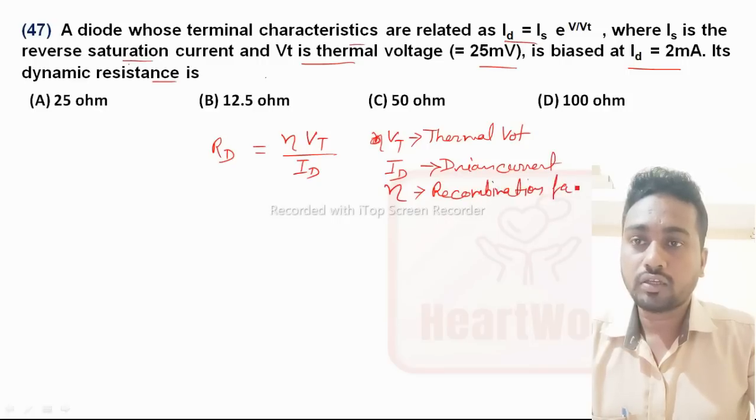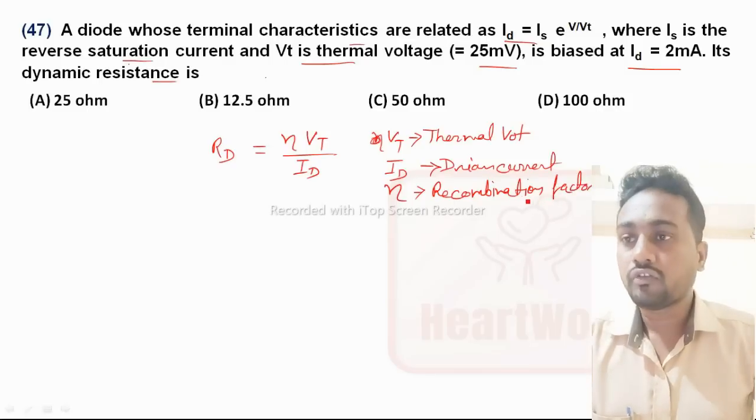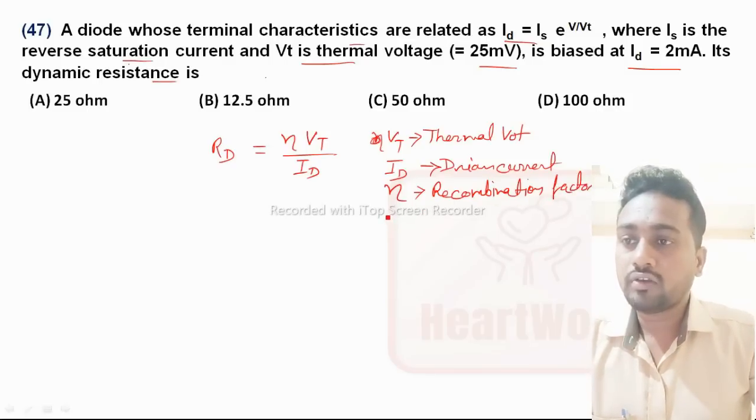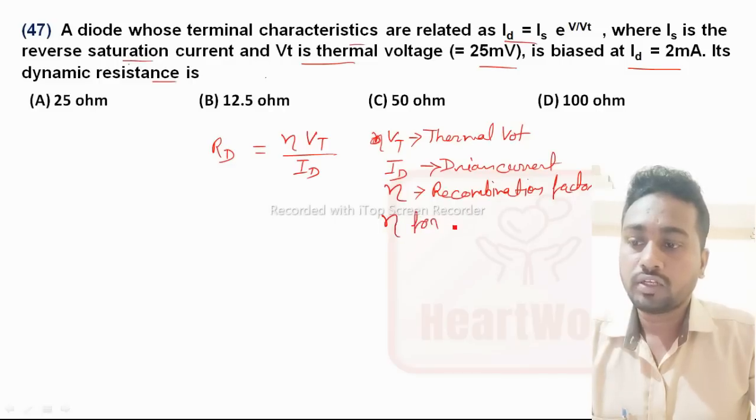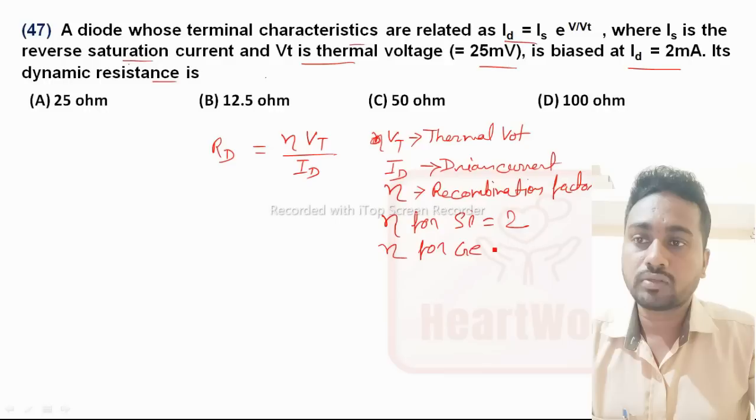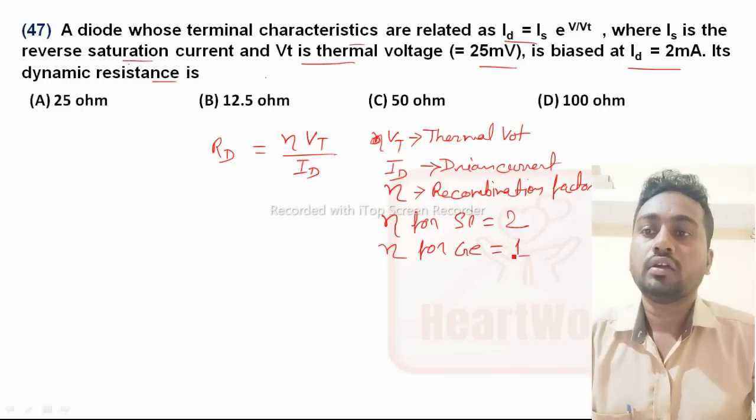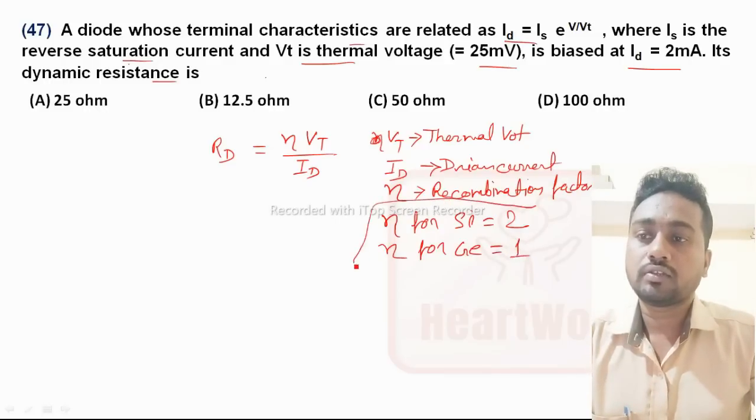Recombination factor. The eta value, the recombination factor, for silicon is 2, and for germanium, it is 1. So you have to remember this thing also.